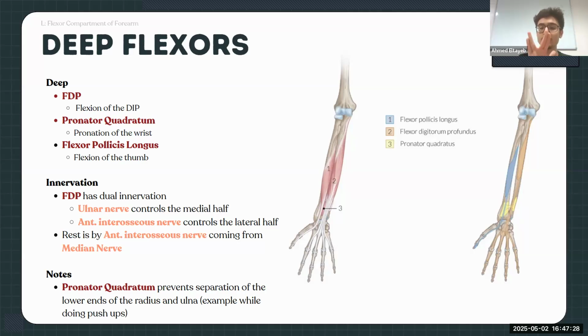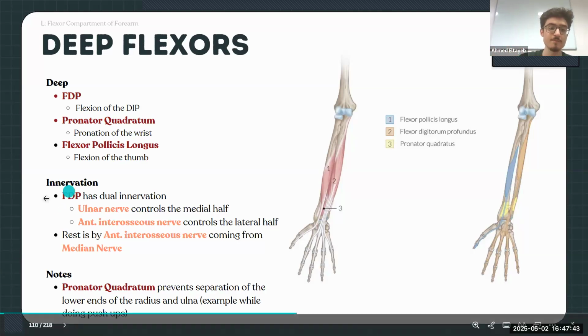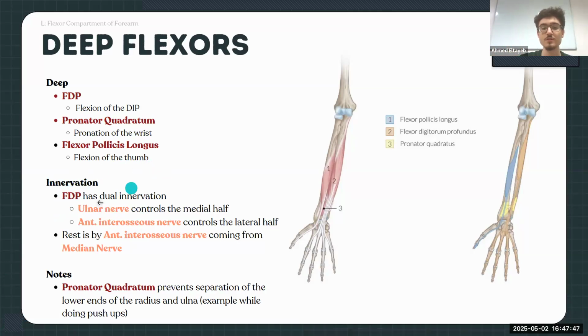So when you remember in the hand, I hope you studied your lecture, you're going to notice that the ulnar nerve is responsible for your medial digits, and your median nerve is responsible for your lateral digits. How does that work? It's basically through this. Your flexor digitorum profundus, because of its dual supply, has the medial digits innervated by the ulnar nerve, and the lateral digits by the median nerve.